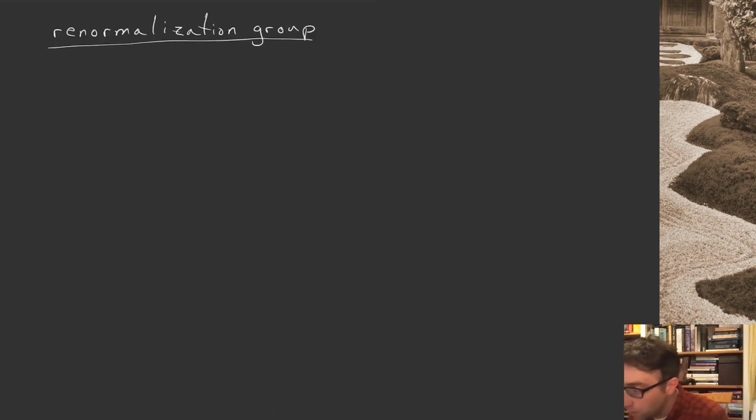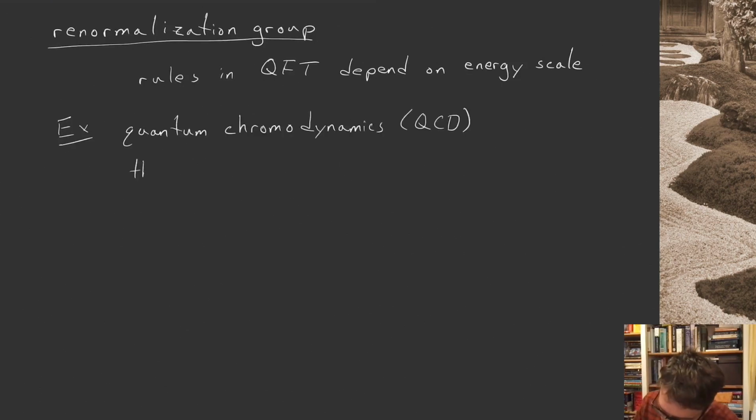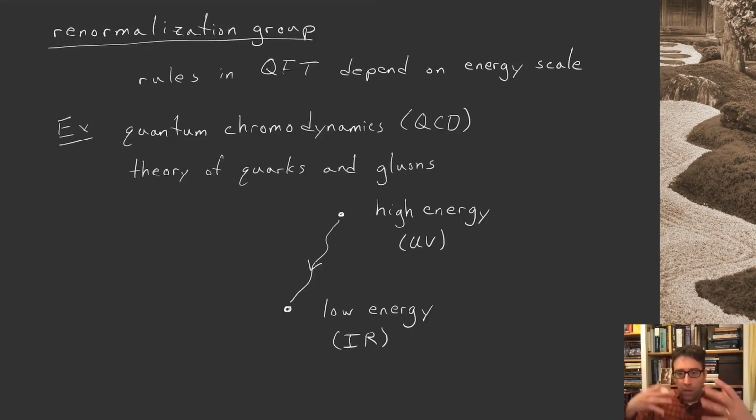Okay, so the renormalization group. The rules in quantum field theory depend on scale, on energy scale. A famous example of this is quantum chromodynamics, or QCD. It's a theory of quarks and gluons, and let's write a little picture to show you how I think about it, at least in my own head. I hope maybe it will be useful for you as well. You think about there being some high energy limit of the theory. We often call this the UV, or ultraviolet. And there's a renormalization group flow down to the low energy limit, which we often call the IR, or infrared, just thinking about the energy of photons in the electromagnetic spectrum for comparison.